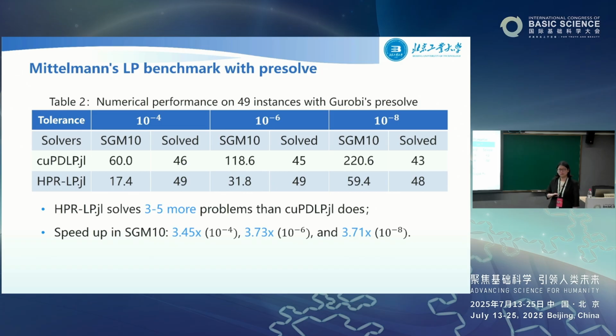Then we try some benchmarks to test our algorithm. The first one is the Xinyuan-LP benchmark with presolved case. We compare with PD-LP. We can solve maybe 3 to 5 more problems than PD-LP. For the speed up, it is maybe more than 3 times that of PD-LP.